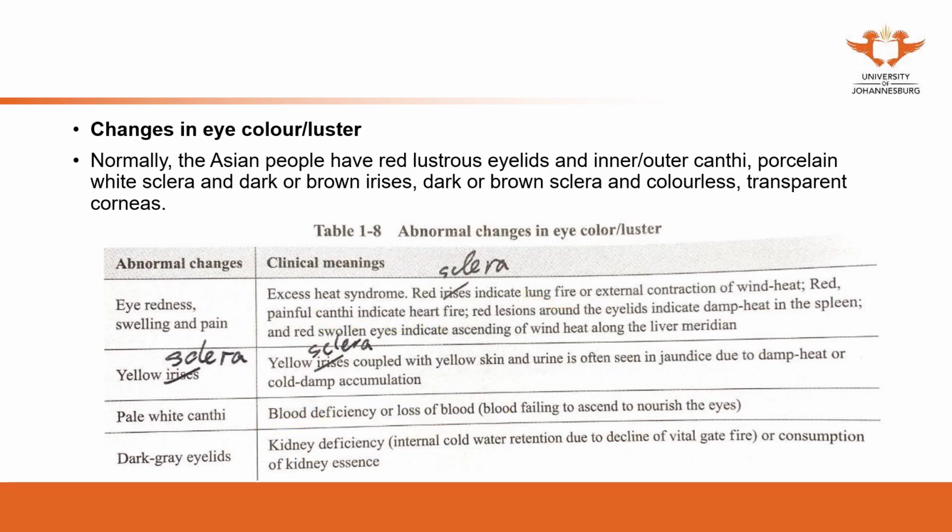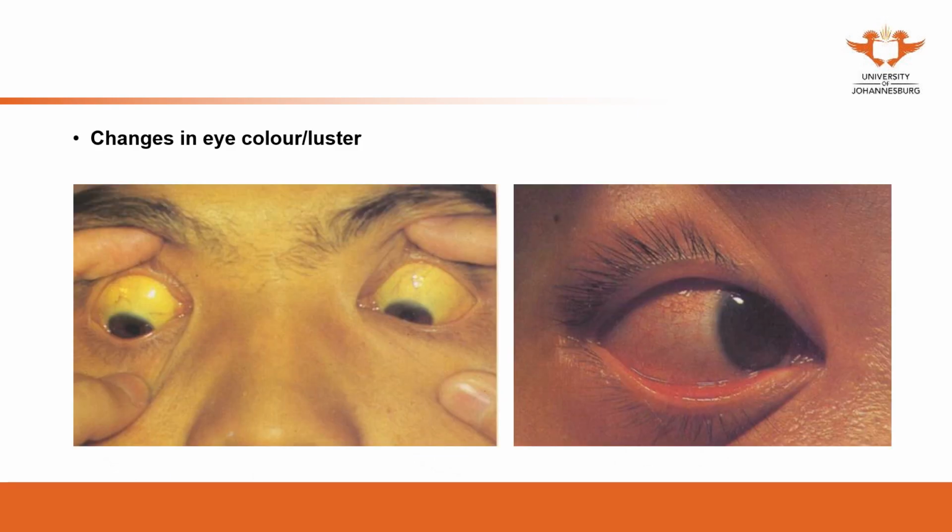So these are some of the abnormal changes. We are going to show you some images. The first one on the left side, you can see the yellow color, also in the skin, although you can't see the skin properly. It looks yellow, it might be from the lights, but this is a jaundice patient. This is a very typical sign of jaundice, the yellow sclerae and yellow skin.